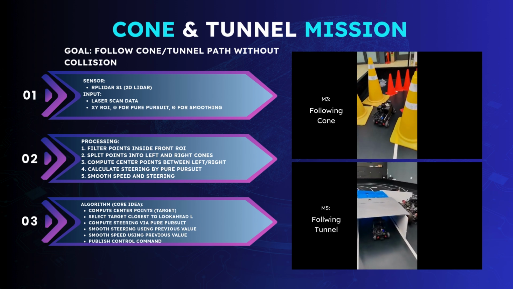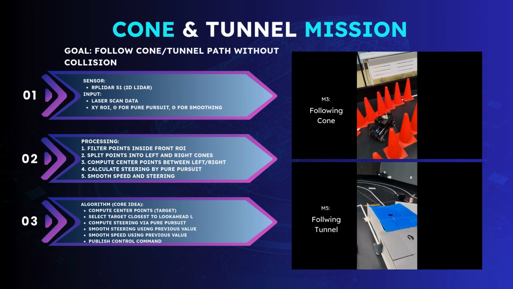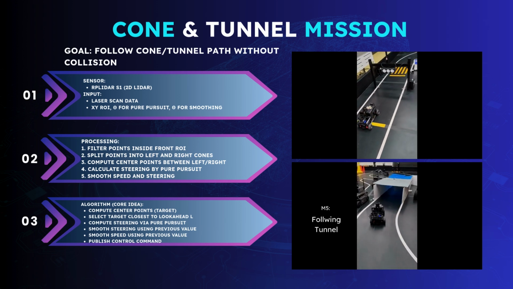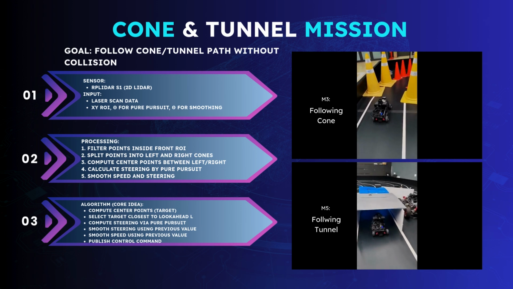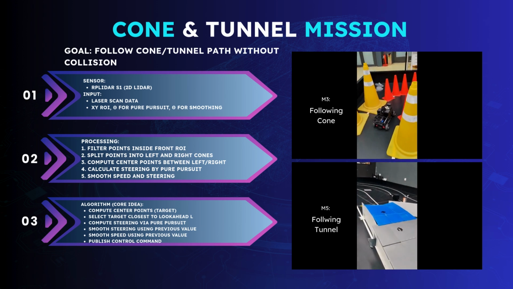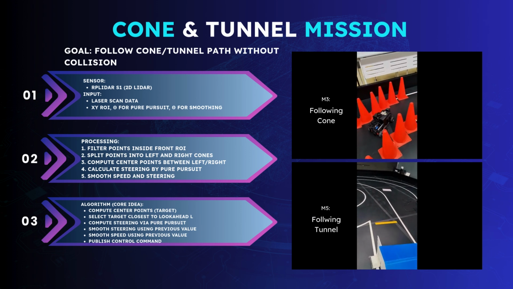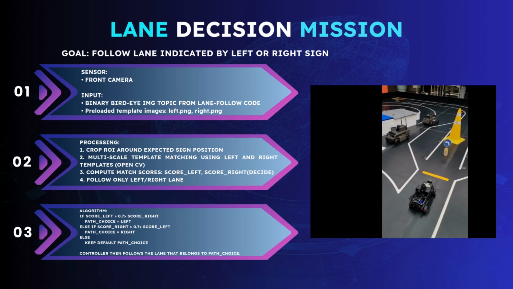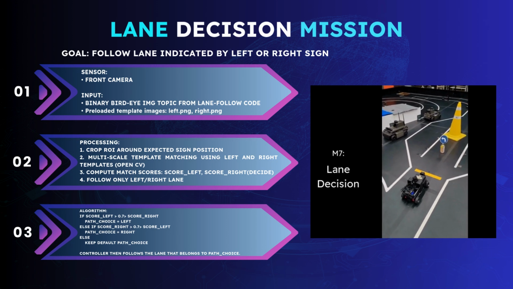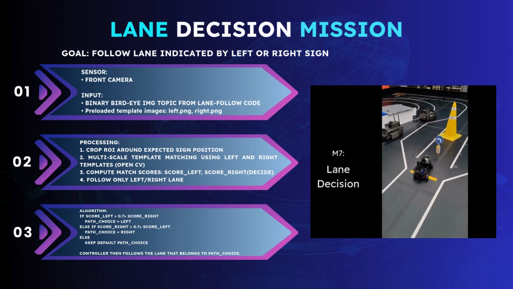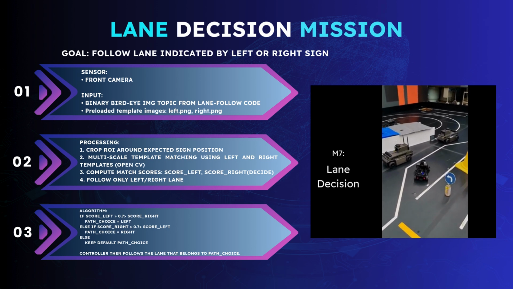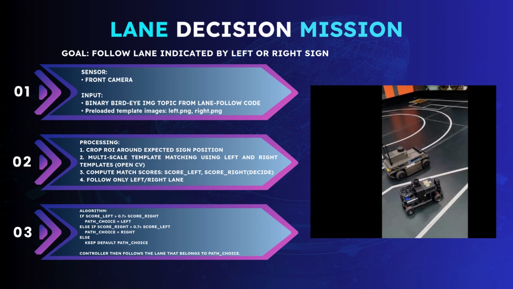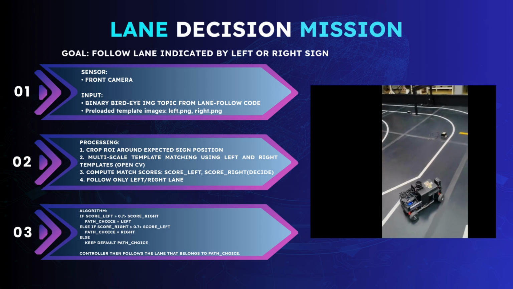For cones and the tunnel, LiDAR points in front are split into left and right boundaries. A smoothed midpoint path forms a virtual centerline, and pure pursuit steers the car between the cones and through the tunnel. The lane decision mission crops a region with the direction sign and performs template matching against left and right images. The best match sets the path, and the controller follows only that lane branch.